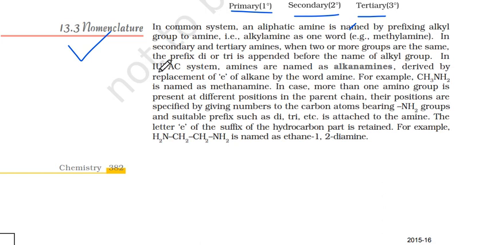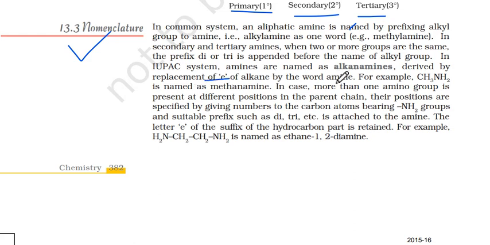Very easy. So you have any alkyl group and you attach it to the amine and you say alkanamine. This will be the IUPAC name. For common system, you will have the alkyl group first and then you will join the amine at the end. So methylamine is common name, but if you go for methanamine, that is the IUPAC name जो यहाँ लिखा हुआ है, by replacing the E of alkane by the word amine.